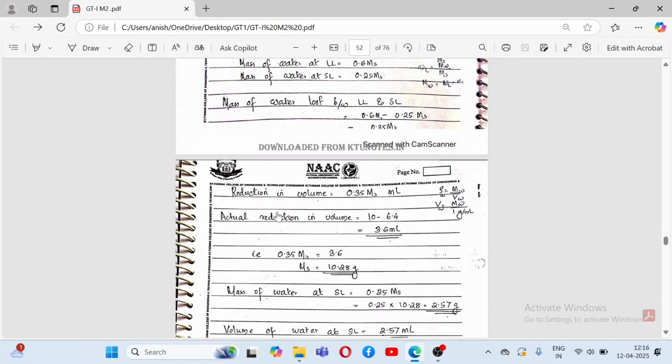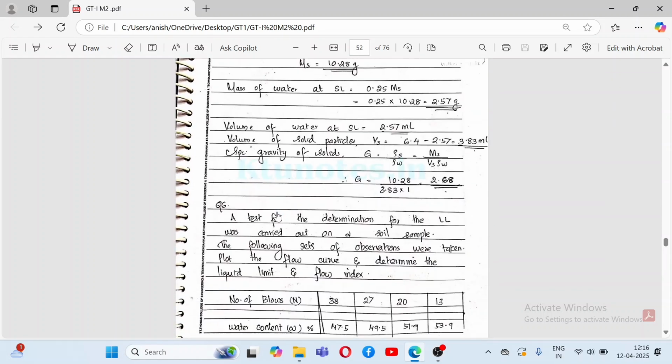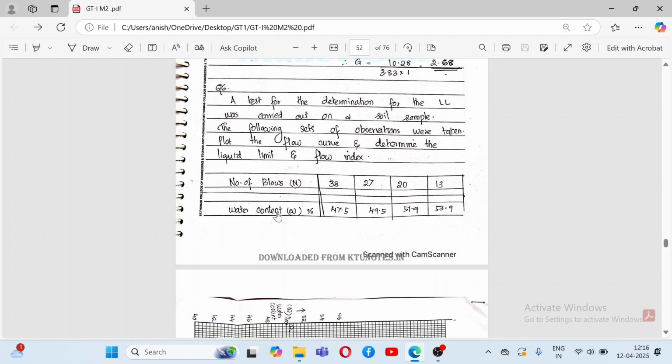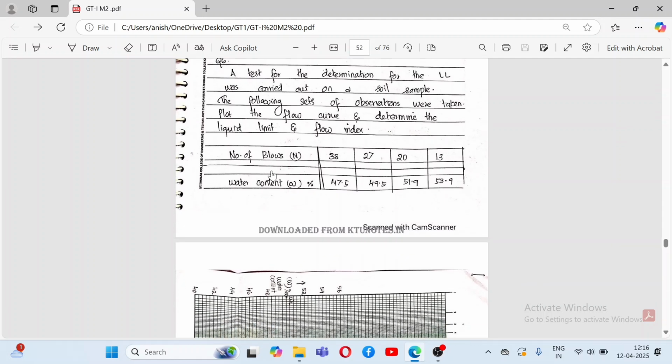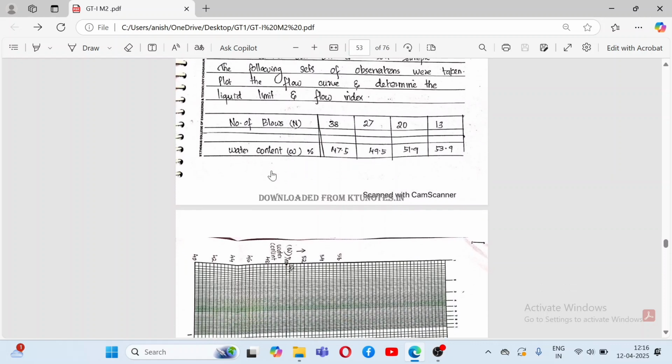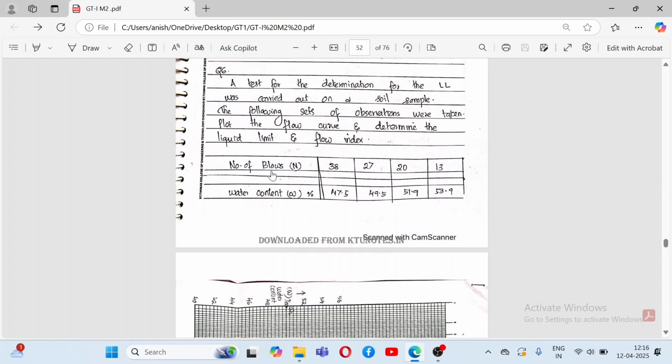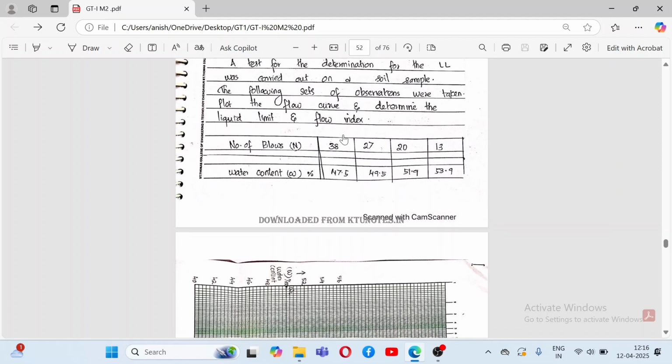There's a similar problem, you can try this. And then one more: a test for determination of the liquid limit was carried out on a soil sample. The following sets of observations were taken. Plot the flow curve and determine the liquid limit and flow index. So we have to find the liquid limit and flow index. Here the number of blows is given, water content is given. We'll just rotate the graph.